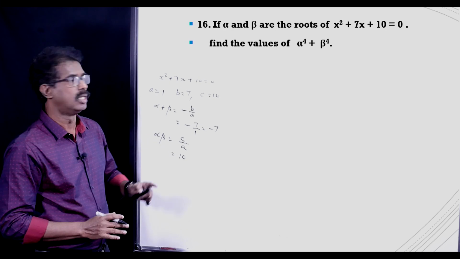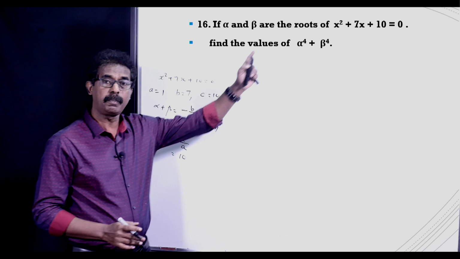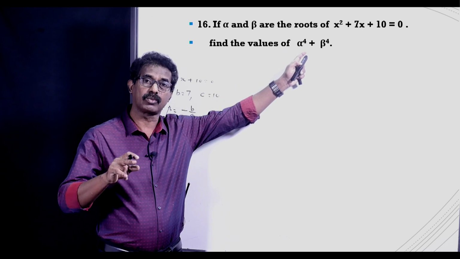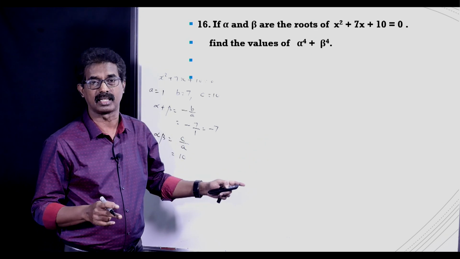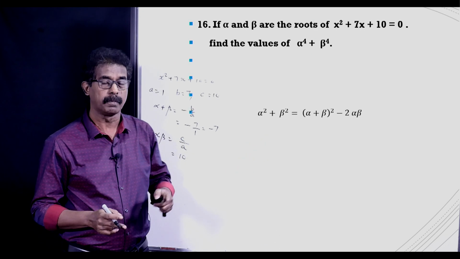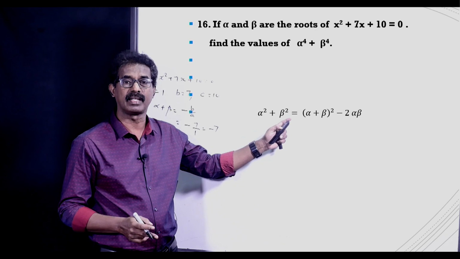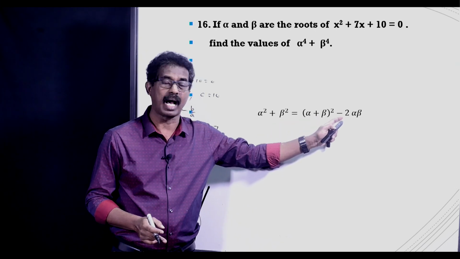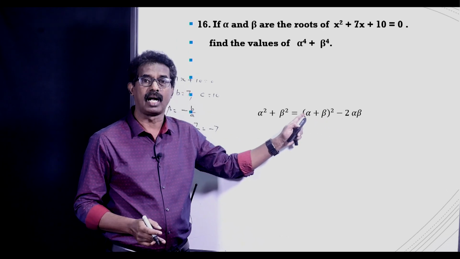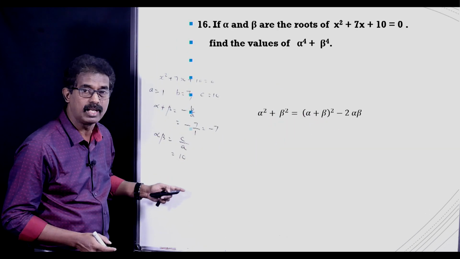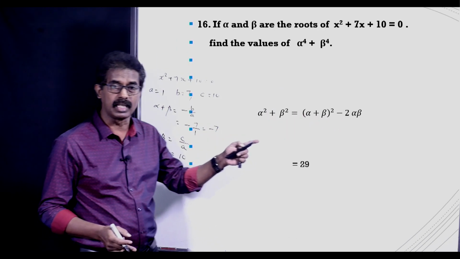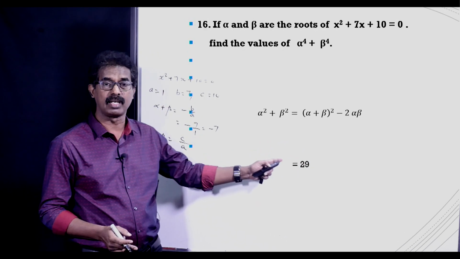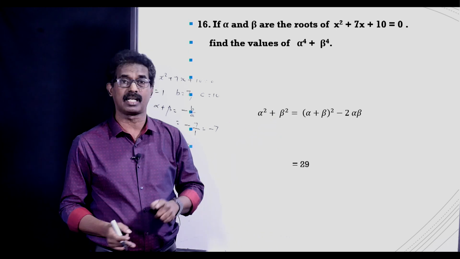If you know this, to find alpha raised to 4 plus beta raised to 4, you can't do it directly. First you find alpha square plus beta square. There is a formula for that, right? Alpha square plus beta square is alpha plus beta the whole square minus 2 alpha beta. You know alpha beta and also alpha plus beta. You substitute the values here and you will get the answer 29 for alpha square plus beta square. But that is not the answer.